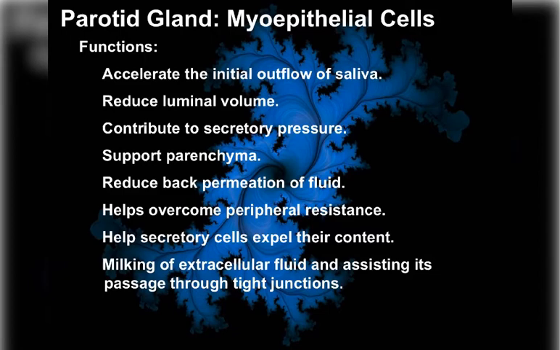Functions of myoepithelial cells: accelerate the initial outflow of saliva, reduce luminal volume, contribute to the secretory pressure, support parenchyma, reduce back permeation of fluid, help overcome peripheral resistance, help secretory cells expel their content, milking of extracellular fluid, and assisting its passage through tight junctions.